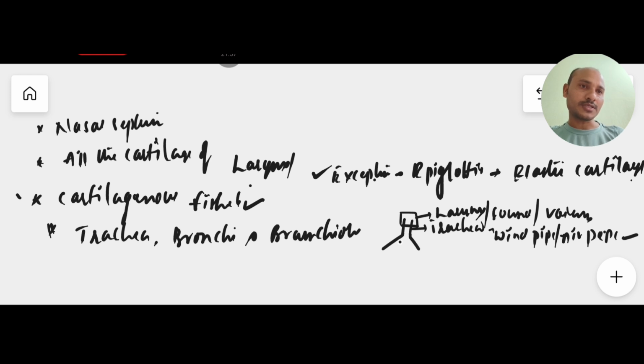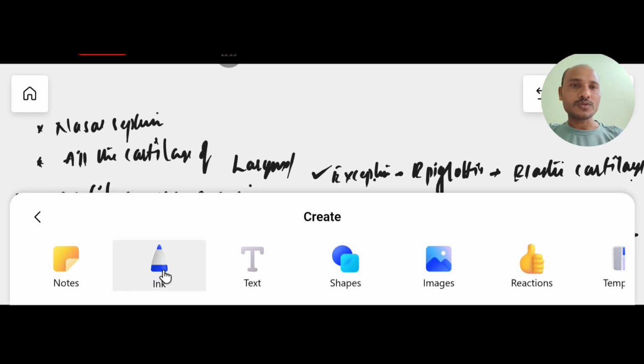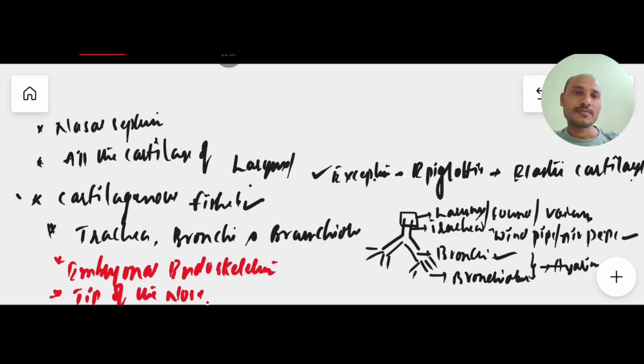From the bottom of the trachea, there are two structures called bronchi, and from the bronchi various fine structures arise, called bronchioles. Even bronchi and bronchioles are made up of hyaline cartilage. And one more, this cartilage is also the embryonal endoskeleton. Hyaline cartilage is also present at the tip of the nose. And also, as per NCERT, hyaline cartilage is present in the limbs and hands in adults. So these are the various places where we have seen the hyaline type of cartilage.